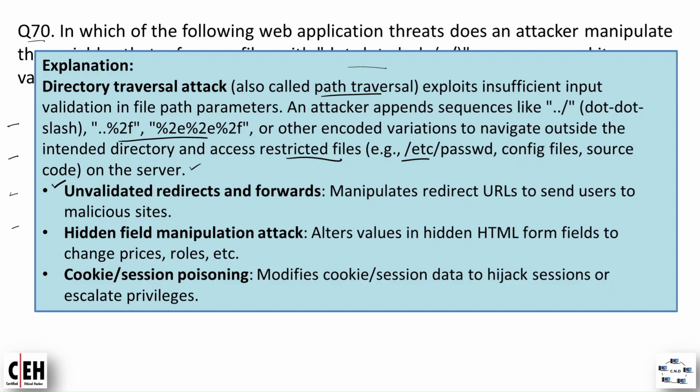Other options: unvalidated redirects and forwards manipulates redirect URLs to send users to malicious sites. Hidden field manipulation attack alters values in hidden HTML form fields to change prices, roles, etc. And cookie session poisoning modifies cookie session data to hijack sessions or escalate privileges.